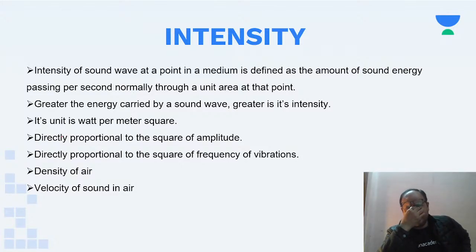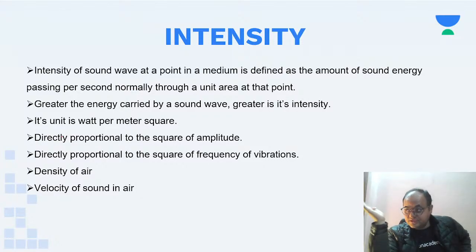Intensity. Now this is different. If I'm sounding loud to you, I might not sound loud to someone else who's standing at a very large distance. So what I mean to say is that loudness is a very subjective term. It depends from person to person.